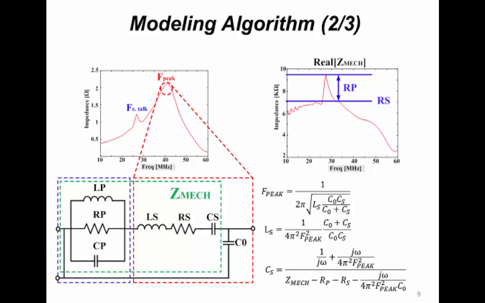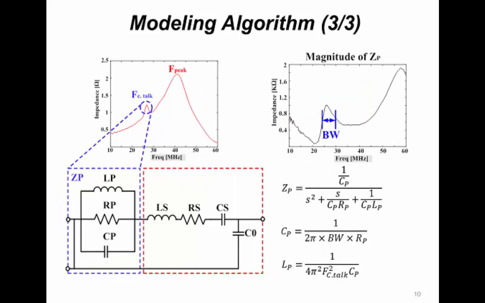So we convert this equation for LS as a function of C0, CS, and F peak. So we ignore the LP and CP because it's not that much effect on the rear part of impedance at the F peak. So we ignore the other parts, and we rewrote this equation for the Gmac to the CS equation. So this is the equation. Because we know RP, RS, C0, F peak, we can calculate the CS from this equation. And based on this equation, we also can calculate the LS.